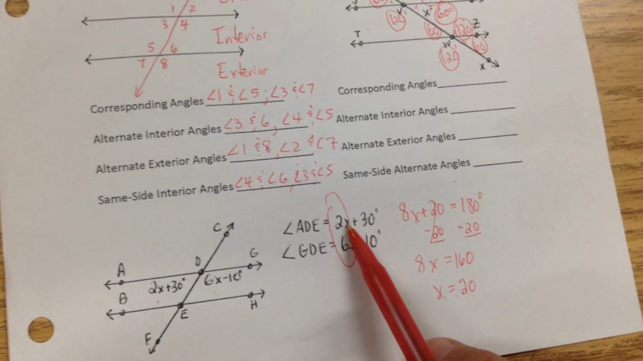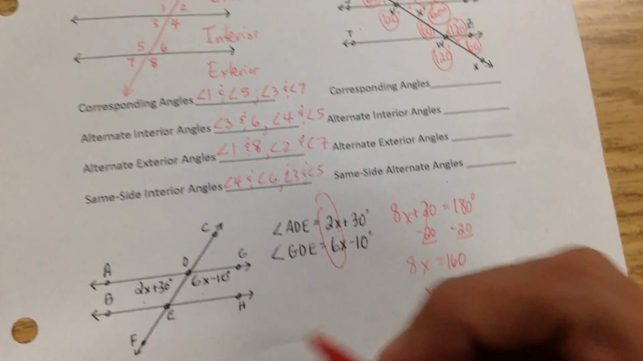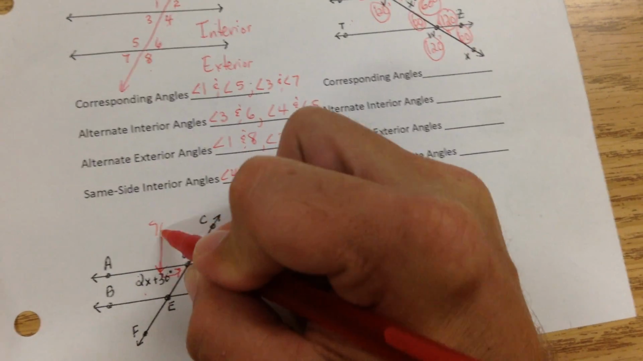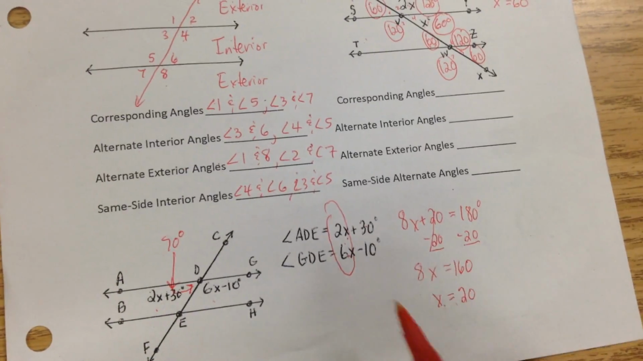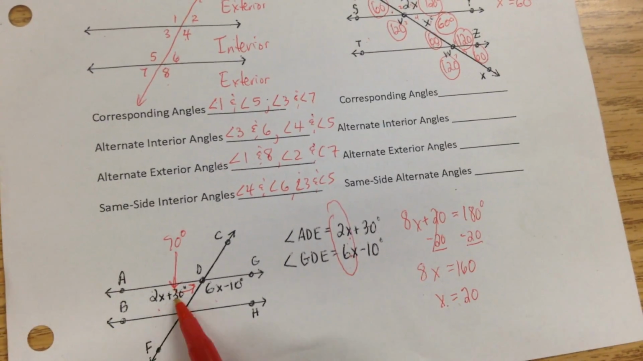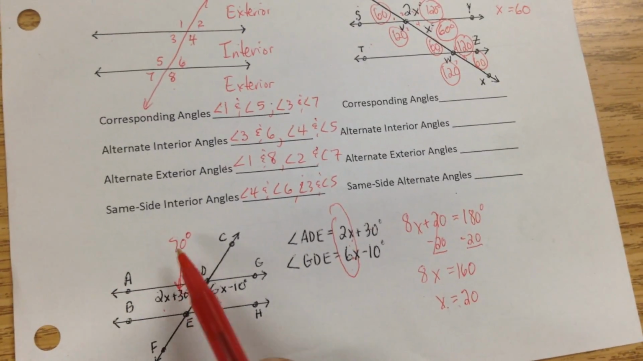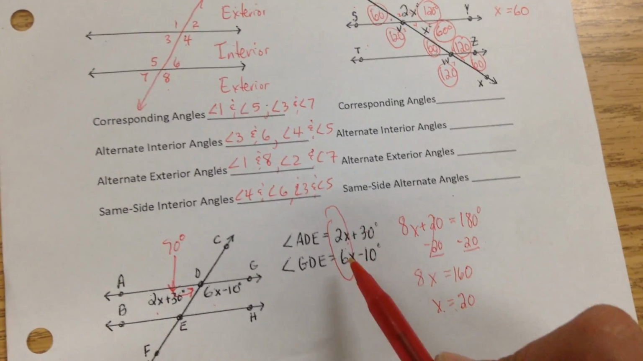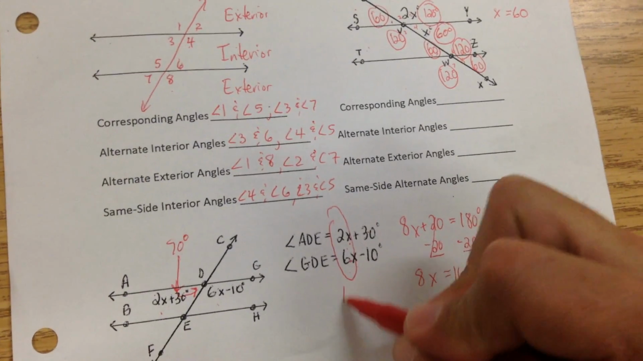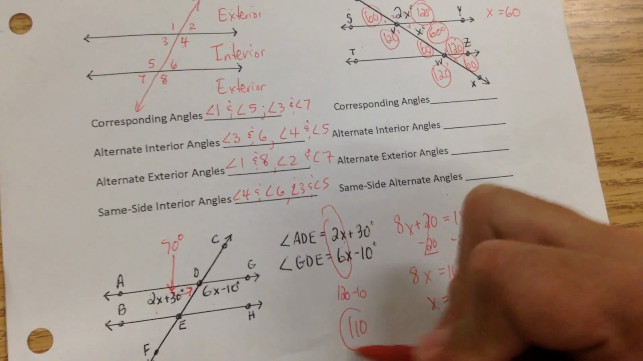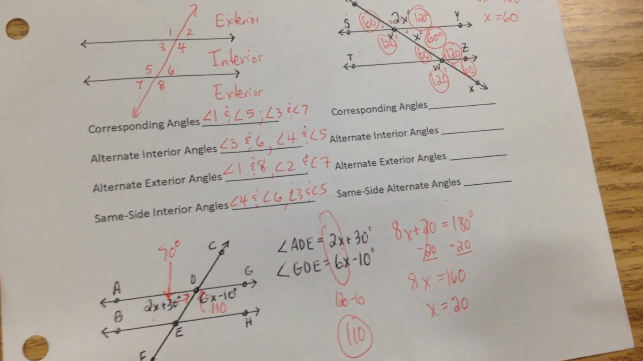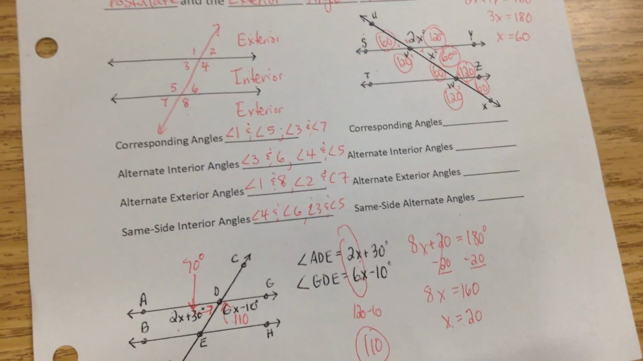Well, 2 times 20 is 40, plus 30 tells me that this angle right here, which is actually right there, is 70 degrees. And I really don't even have to do this, because again, I know that these two angles add up to 180. I could just say, all right, 180 minus 70 gives me this. But if I put this number into the equation, 6 times 20 is 120, minus 10 is 110. So now I know this angle right here is 110, and as I said, they both add up to 180. Okay? All right, let's flip the paper over.